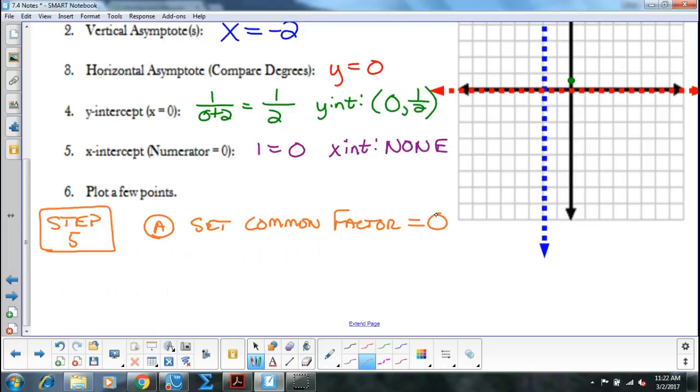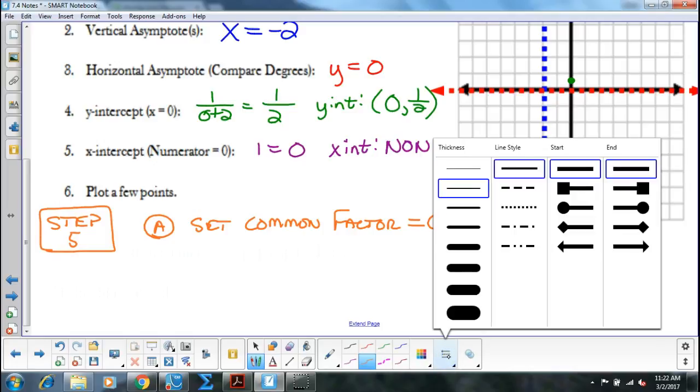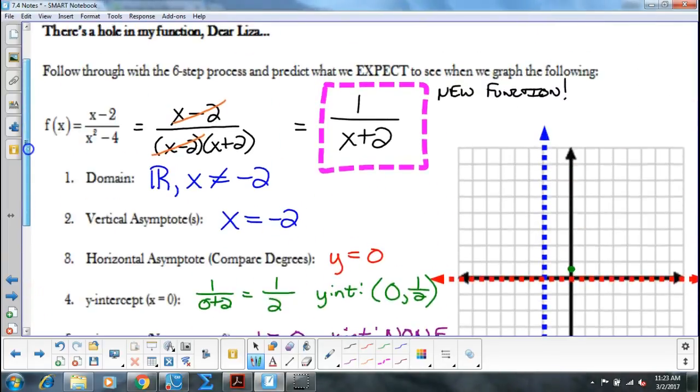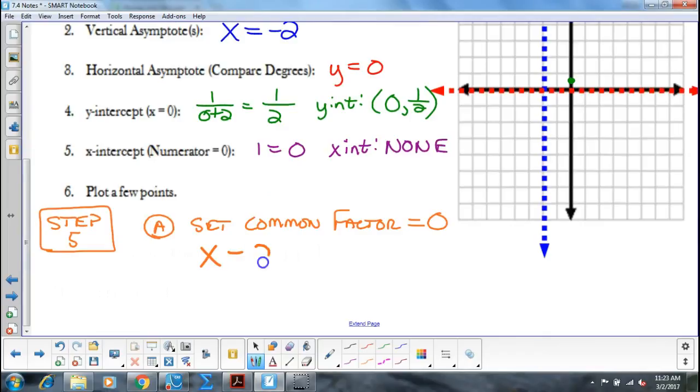So in this particular case, we had, what did we have? x minus 2 is what we factored out. Yep, x minus 2 we factored out. We set that equal to 0. So then we solve that and we get x equals 2. So we set our common factor equal to 0 and solve.